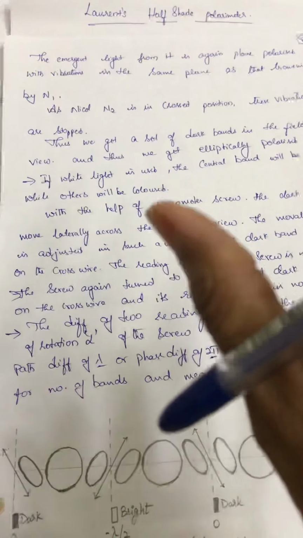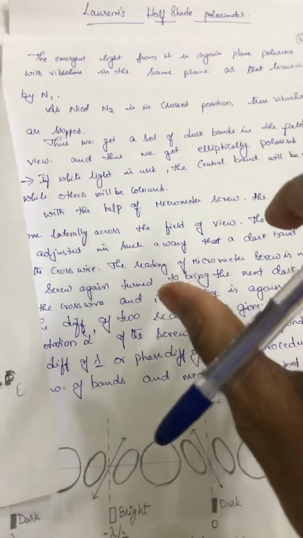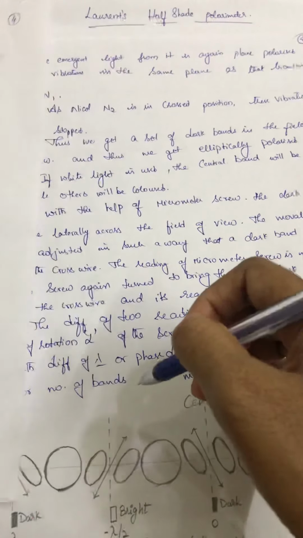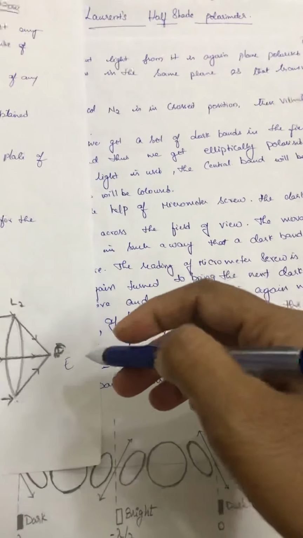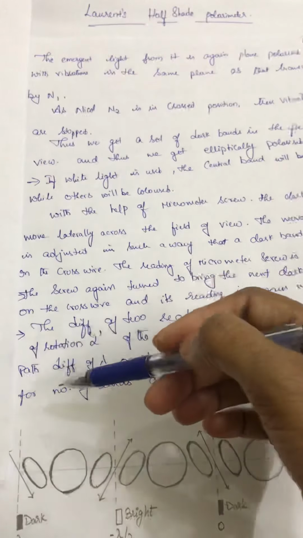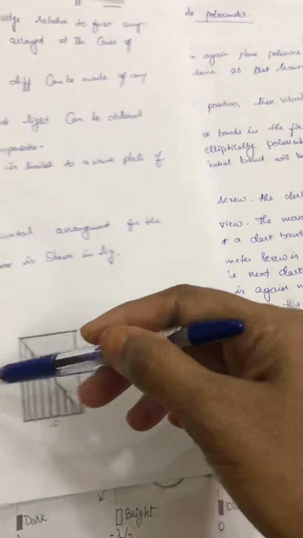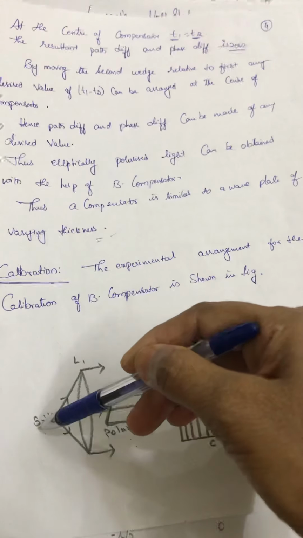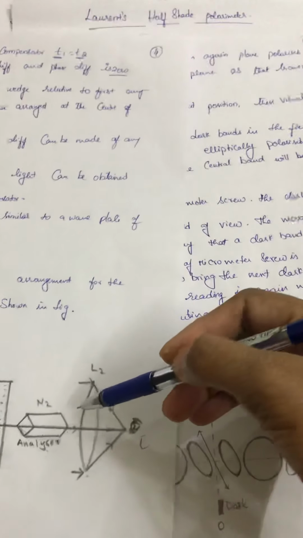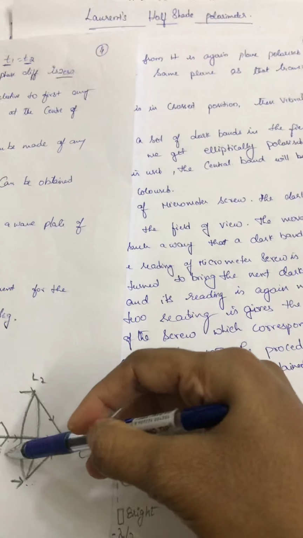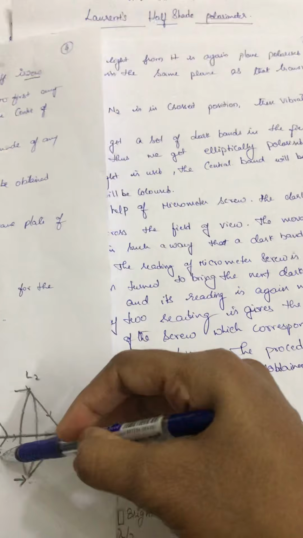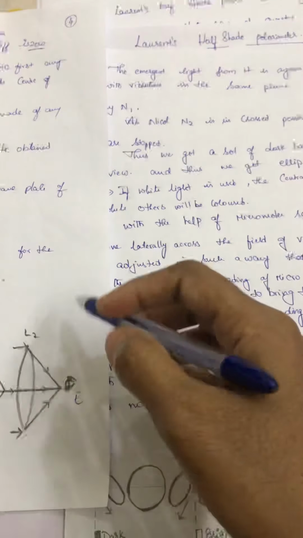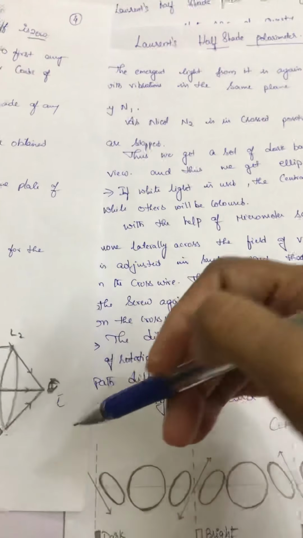Thus we get a set of dark bands in the field of view. Thus we get elliptically polarized light. If we use white light, the center dark band will be very dark, and either side of the center one will be colored.